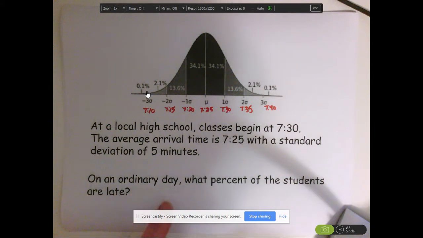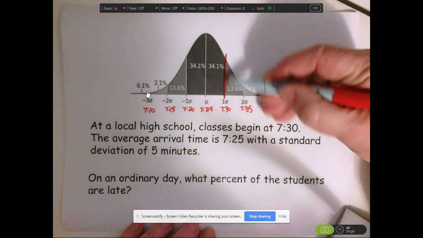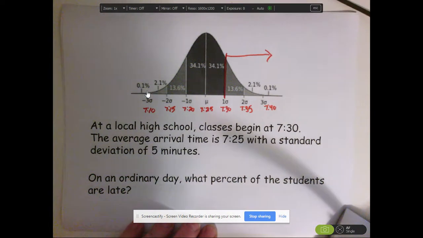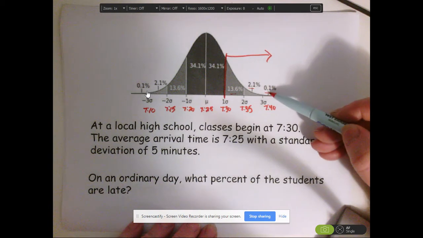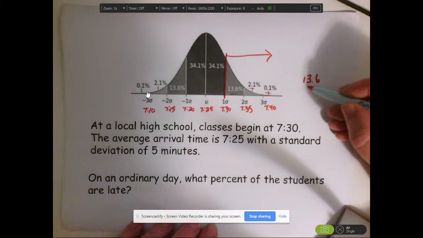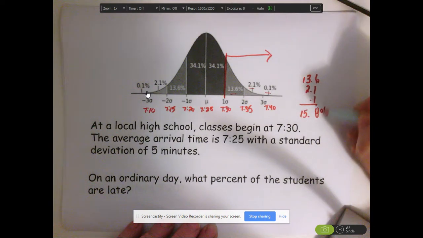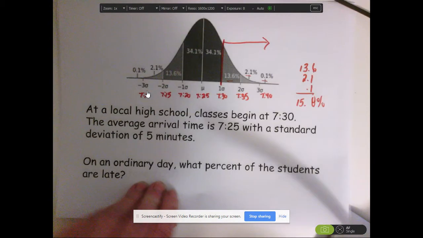Now that we've written our data in on our chart, let's go ahead and answer the question. On an ordinary day, what percent of the students are late? Well, school begins here at 7:30. So anyone that arrives after 7:30 would be considered late. All we have to do is add these three percentages up, and you would find out that it would be 15.8%. 15.8% of the students would be late on any given day. Let's take a look at another example.